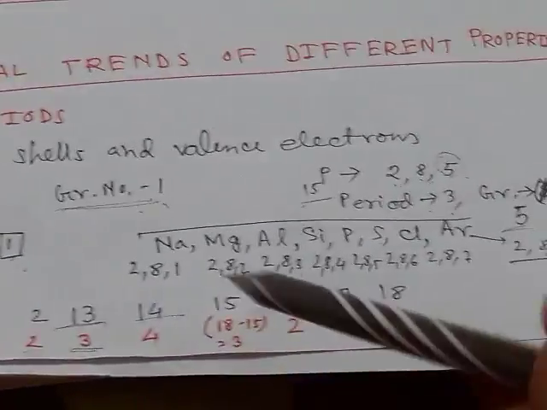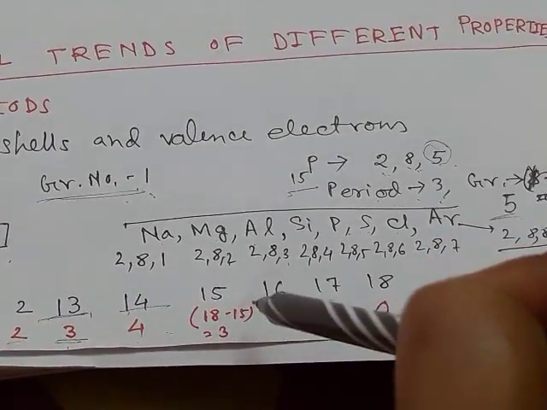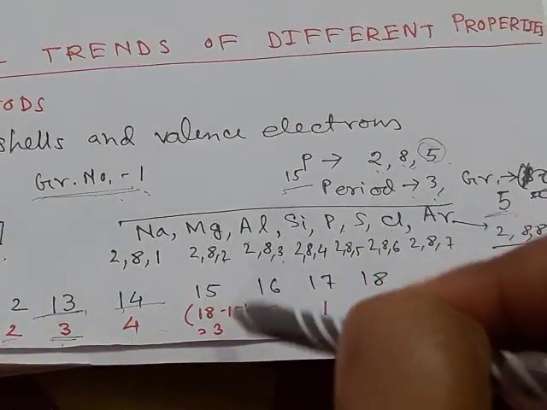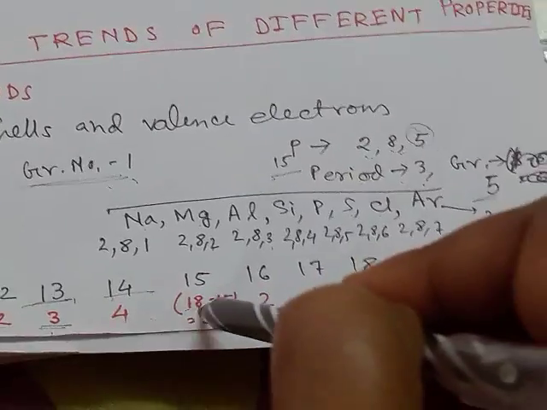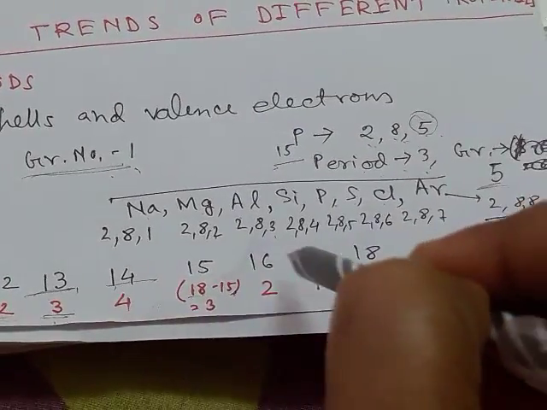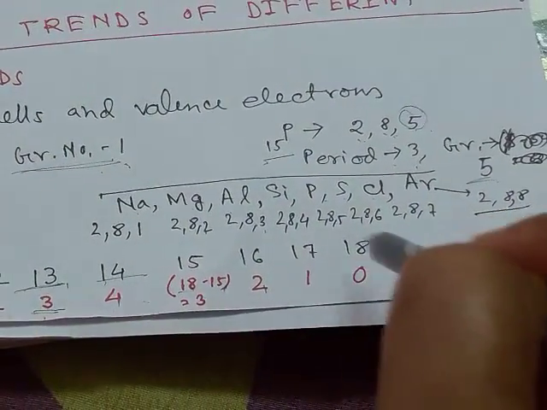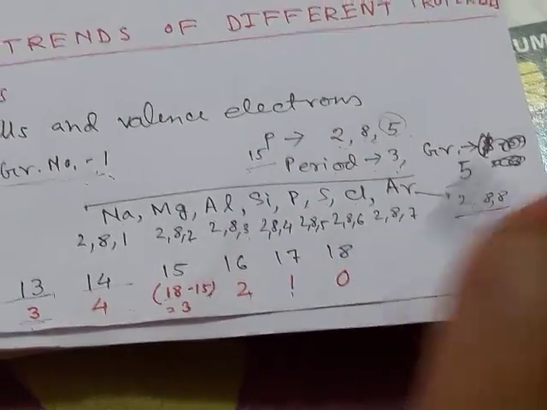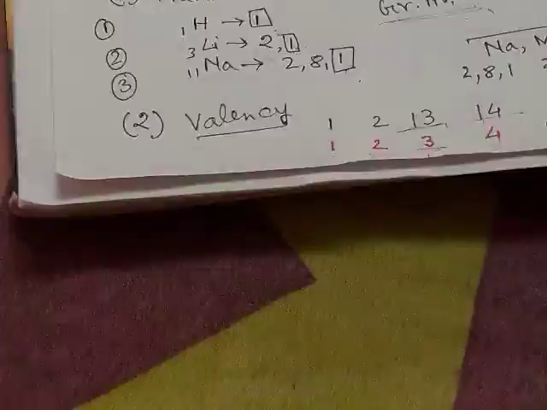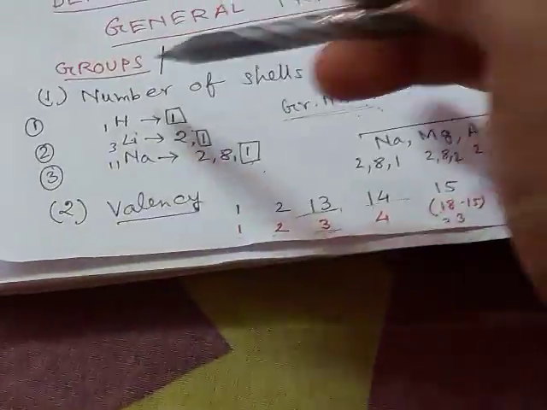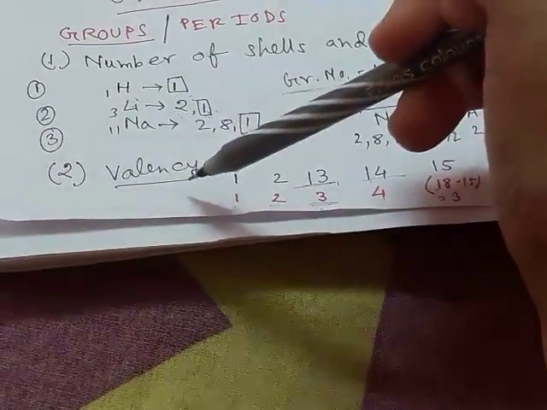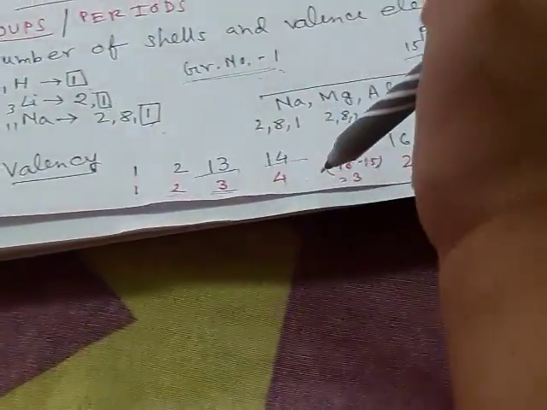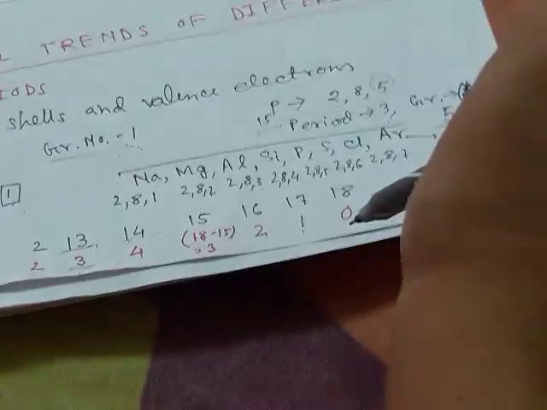After group number 14, to get the valency we have to subtract the group number from 18. So 18 minus 15, 3. 18 minus 16, valency 2. 18 minus 17, 1, and this is the valency. For noble gases, valency is 0. So for all the elements in a group, valency remains the same, and along a period valency will first increase up to group 14, then it will decrease.